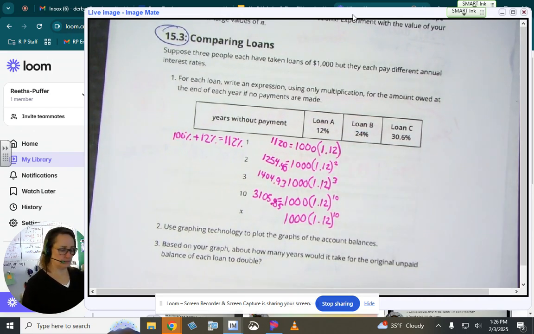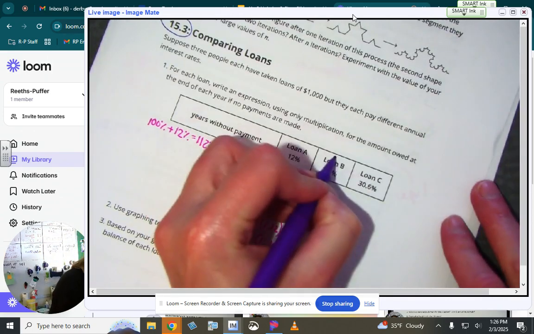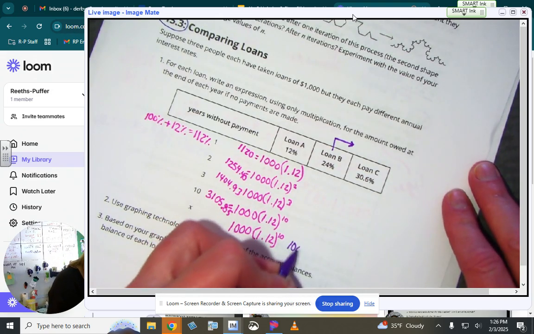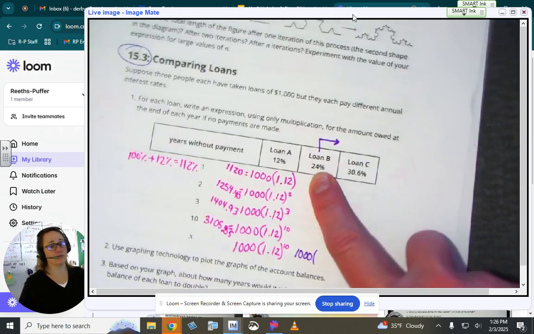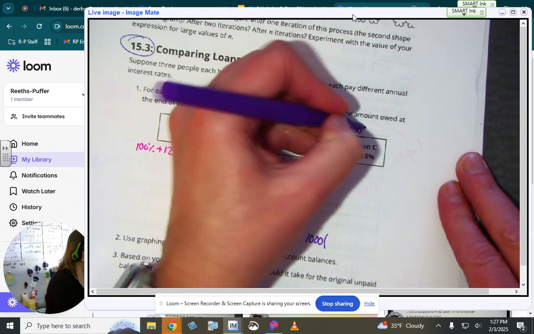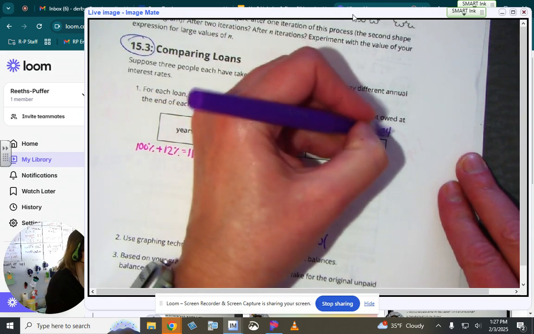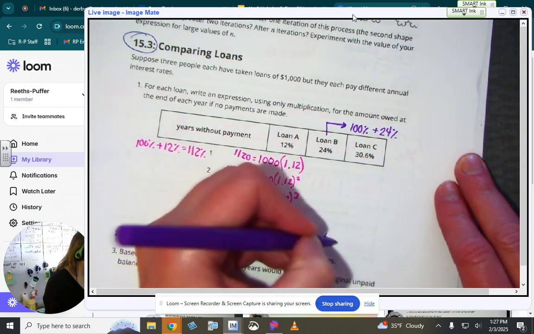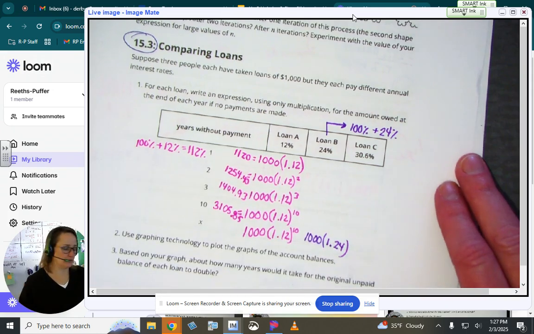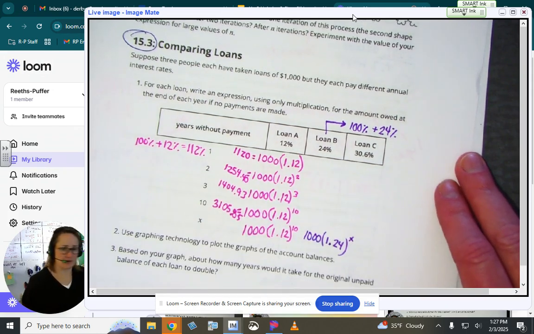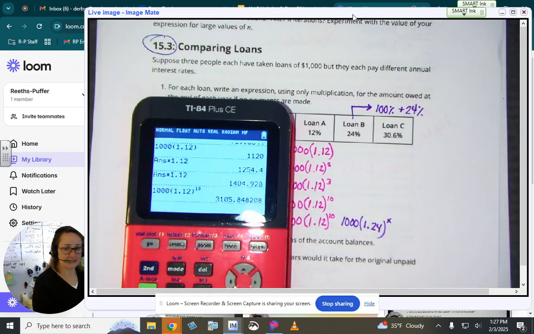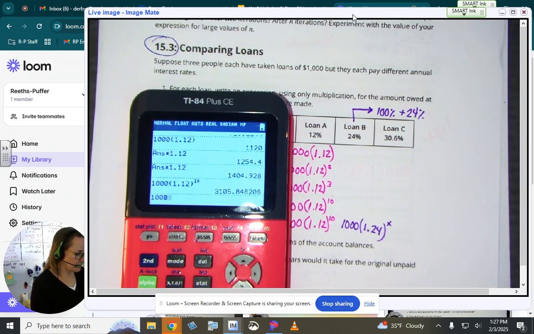Loan B, I'm going to go ahead and just write its function up here, or I guess maybe down here. That $1,000, this time at a 24% loan, that's 100%. They still owe the full amount plus 24% on top of that every single year. That's 124%, or 1.24, raised to the x power. Let's calculate and write down some values. 1,000 times 1.24.